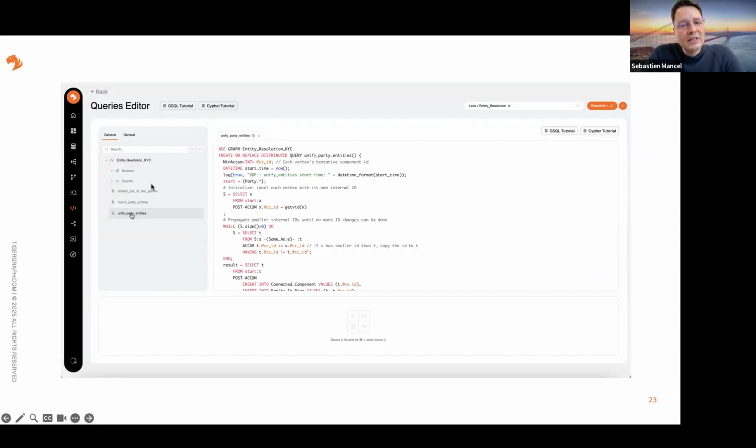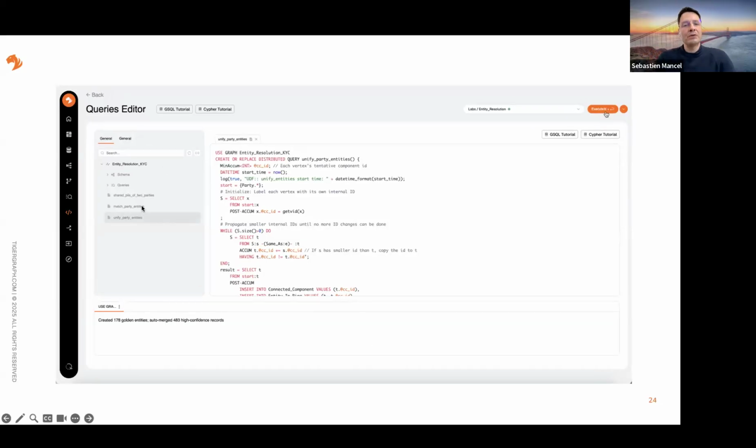So what this query does is it reads all of the same-as edges that were created earlier, and it groups the connected records into what we call a connected component. So each representing one real-world person or organization. So for every component, the system then creates a unified record linking all of the contributing parties together while still preserving their individual traceability.